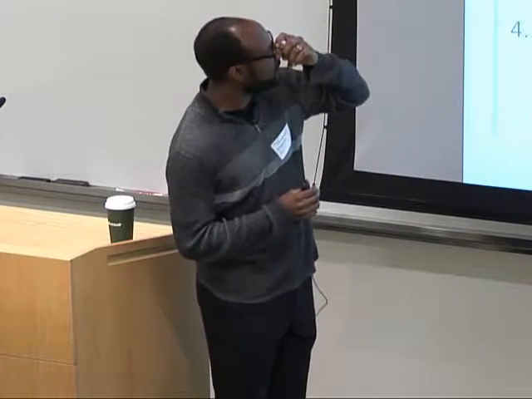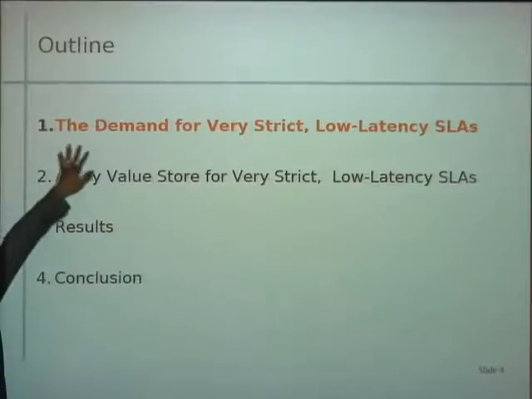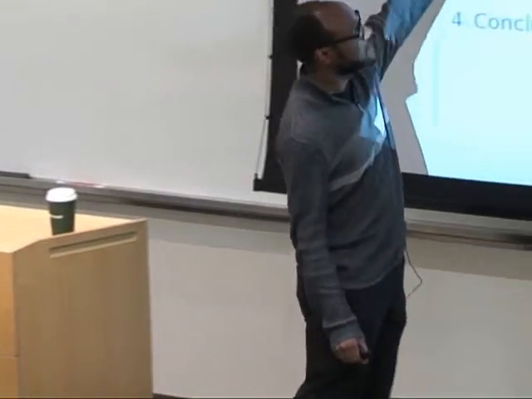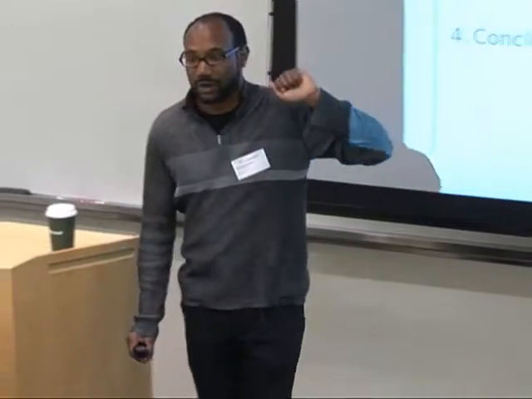So the general outline here is, first I'm going to talk about the types of applications that I've been targeting in my research group. Then we'll talk very specifically about our key value store that supports these types of applications. Show some results and conclude.